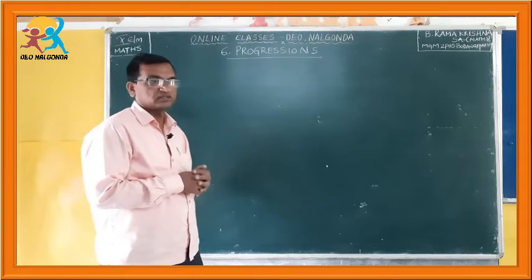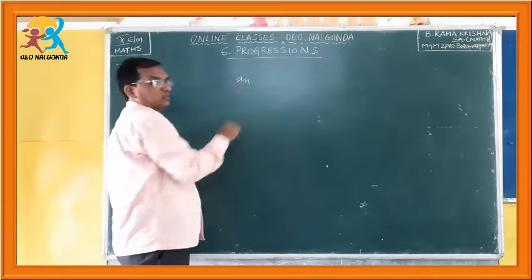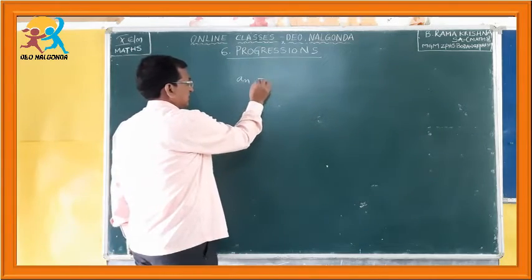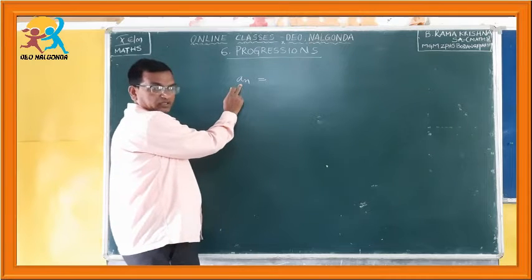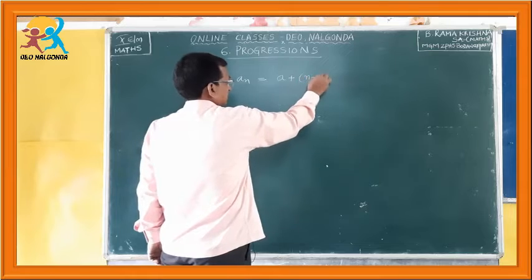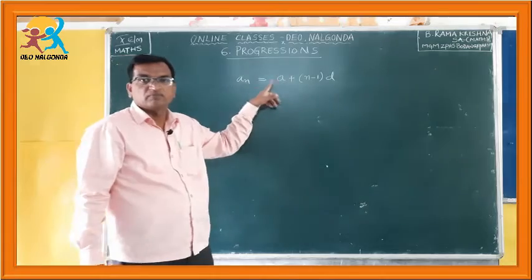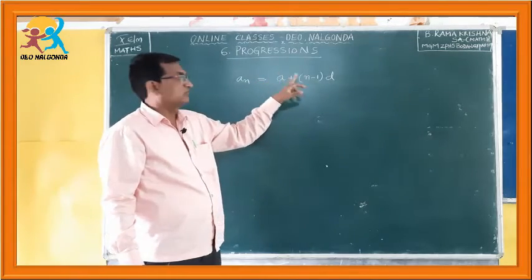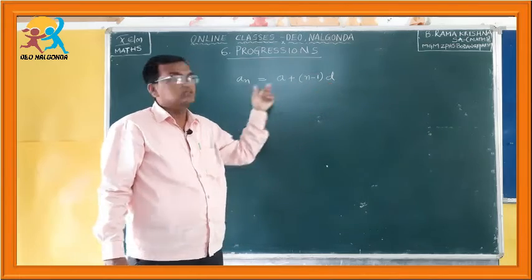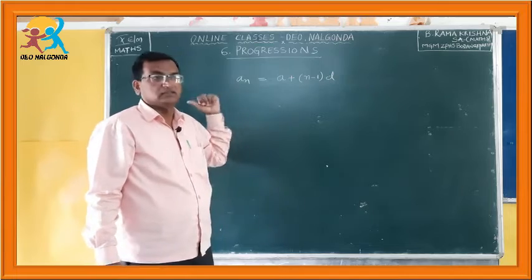In our previous session, we learned about the nth term of an AP. What is that? The nth term is represented by An. An is equal to A plus (n minus 1) into D, where A is the first term, n is the number of terms, D is the common difference, and An is the nth term.